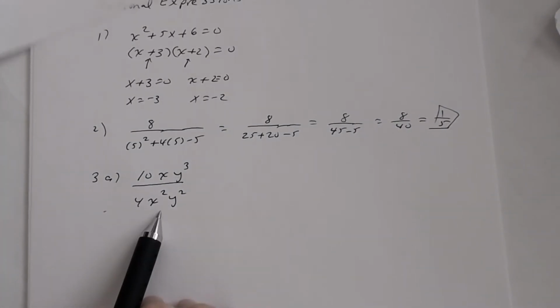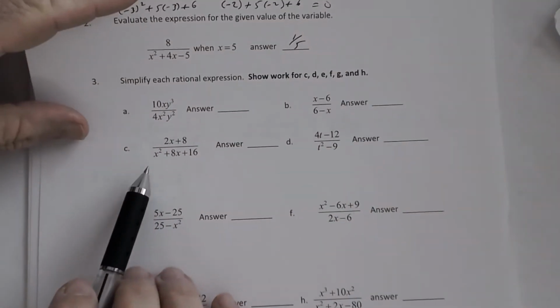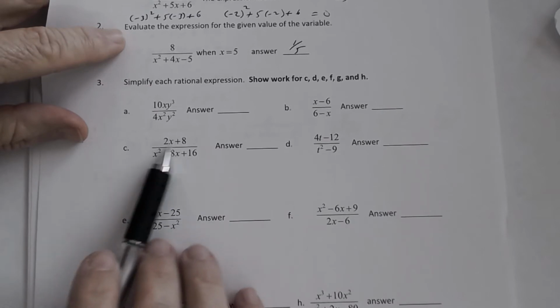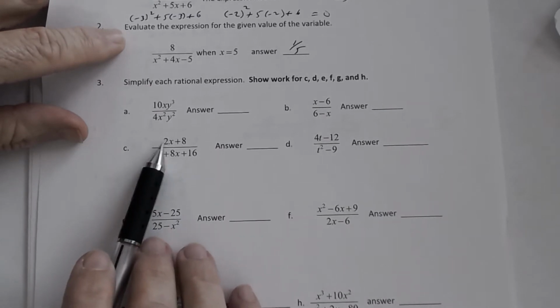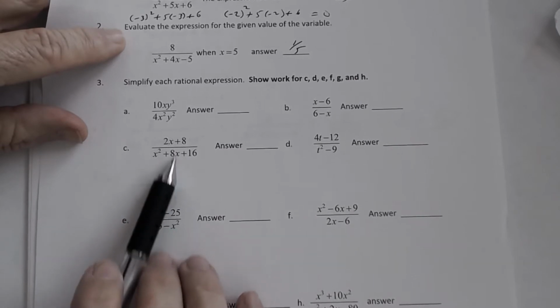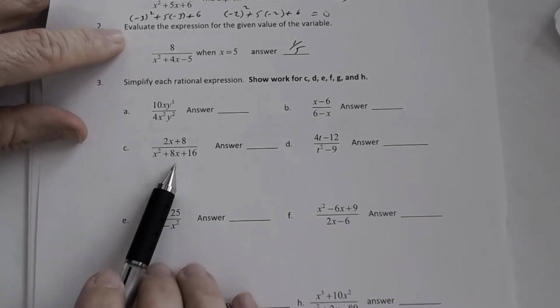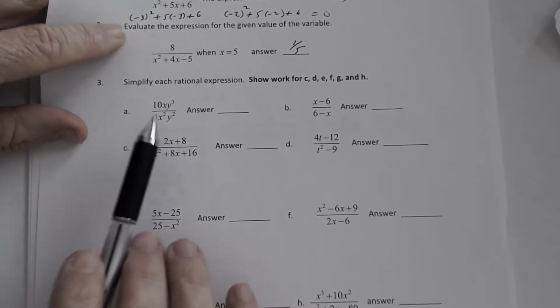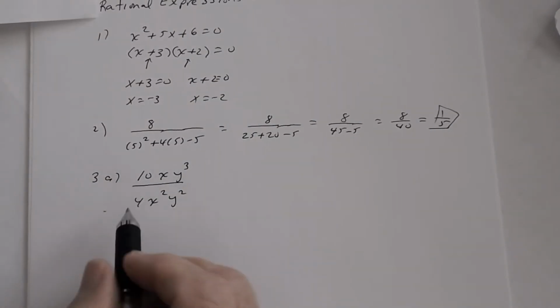Compare that with something like letter C. In letter C, those are not monomial factors. Those are polynomials with more than one term, so like letter C, you would need to factor first. But these are already in monomial factors, so what we're going to do here is just reduce what we can.